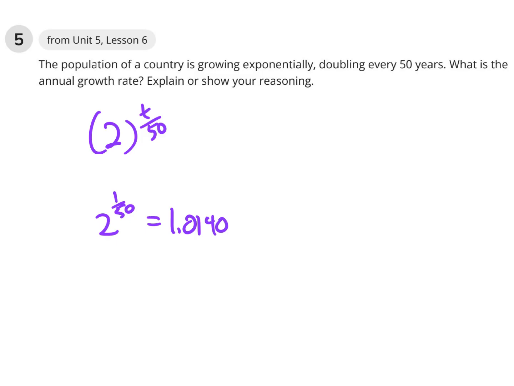So the number was actually 1.013959. The 5 pushes the 9, which pushes the 3. So 1.0140. So minus 1, you get 0.014, times it by 100, and you get 1.4% growth every year.